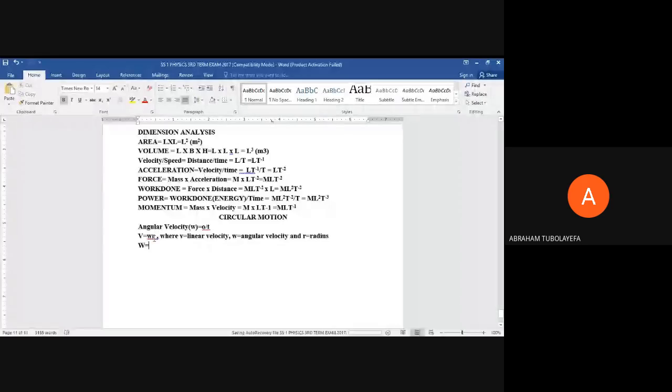Okay, all right. So I was saying that from the formula, V is equal to WR, V represents the linear velocity or the linear speed, W, or omega, represents the angular velocity, while R represents the radius of the circular motion. So I said if we want to make W the subject of the formula from this one I gave you, what's it going to be?